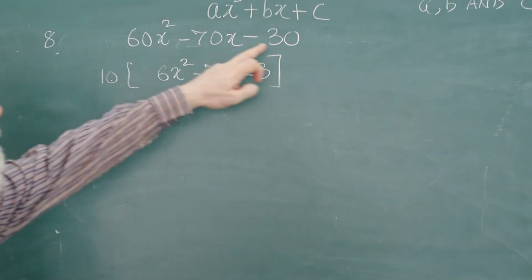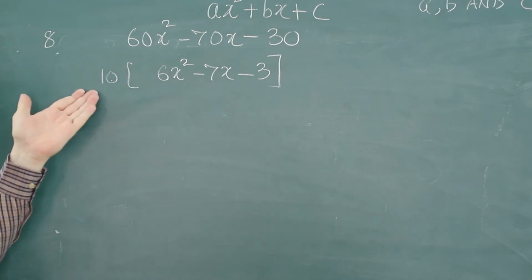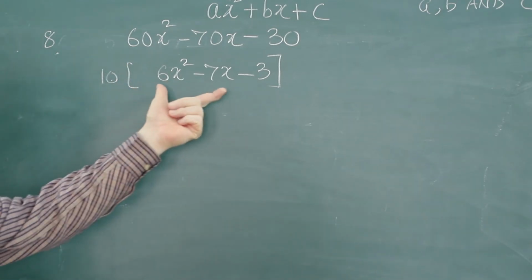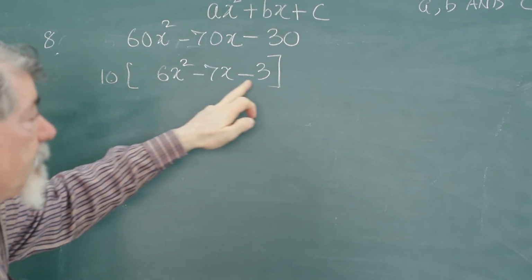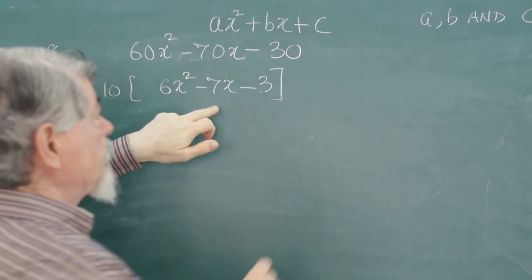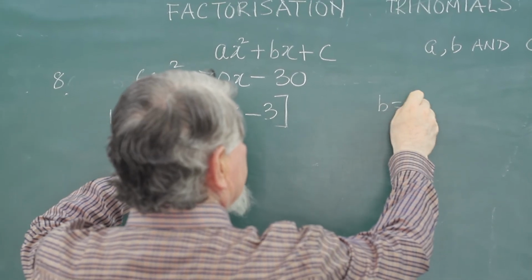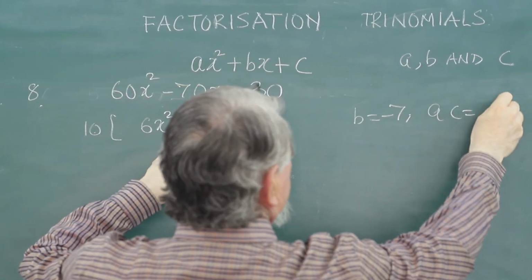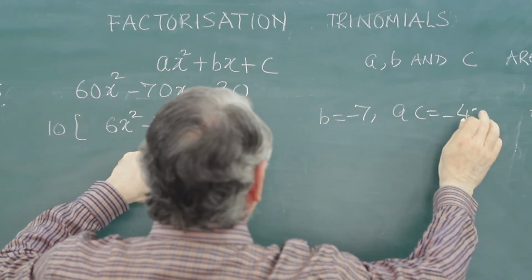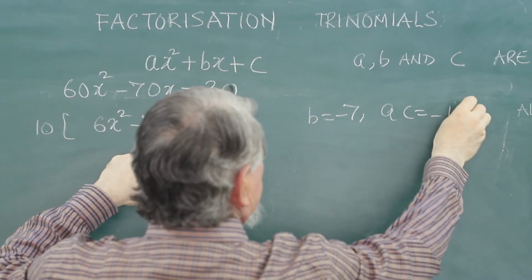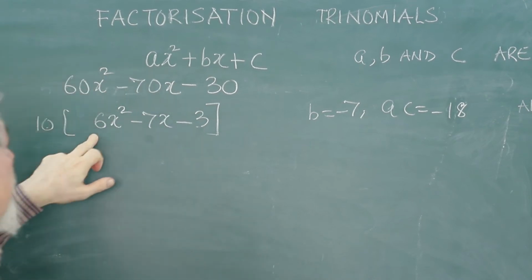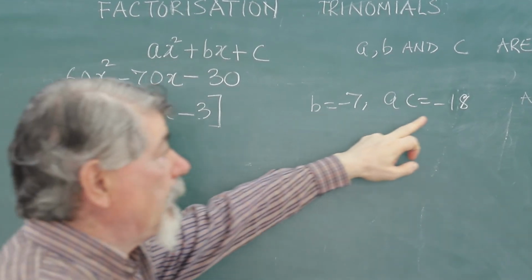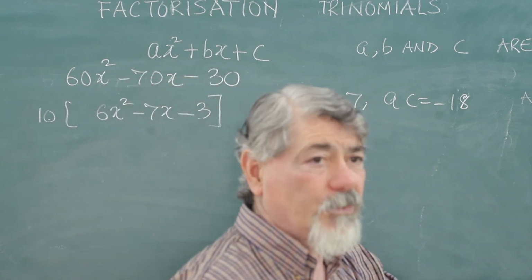Instead of multiplying such big numbers, when I have taken out 10 common, that will be part of this. So 10 is common, and now it becomes simple. This becomes a simple trinomial in which b is minus 7 and AC is minus 18. 6 threes are 18, 6 into minus 3 is minus 18. Now AC is less than 0.